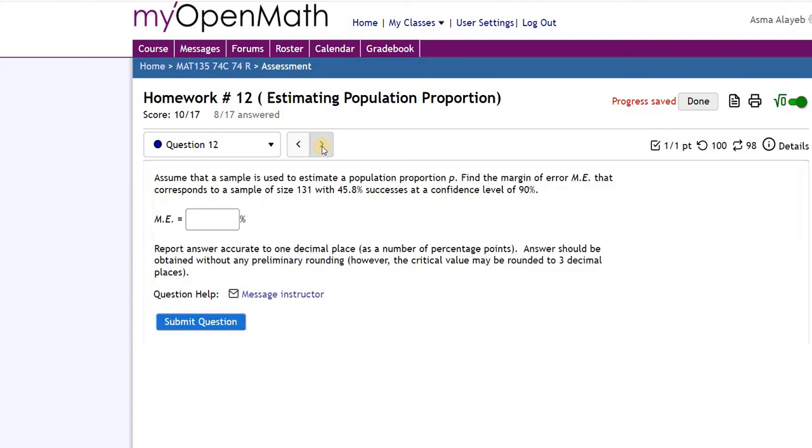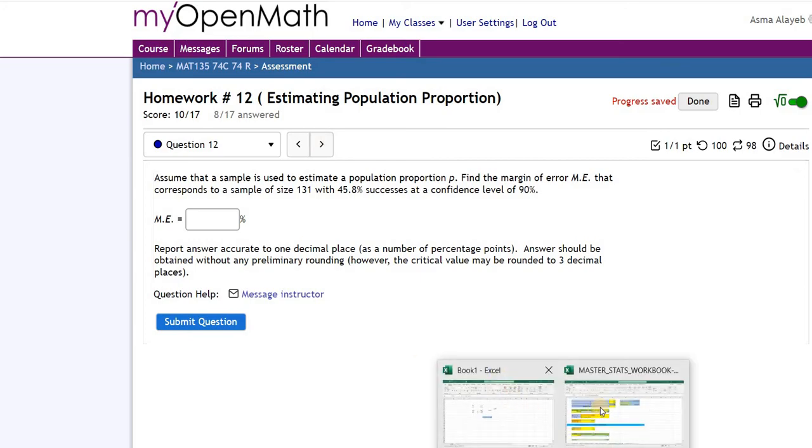Let's see if we were given some information like the number of successes, which is p hat, and the sample size and the confidence level, and you want to compute the margin of error. How would you do that? So we want to find the margin of error given that the sample size n is 131, and the number of successes is basically p hat. So p hat is 45.8, I'm going to write it as a decimal, so 0.458, and the level of confidence is 90%.